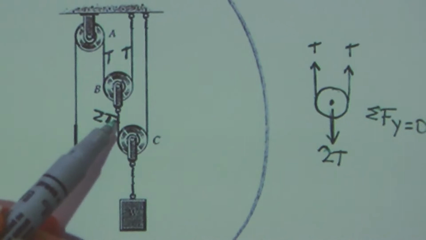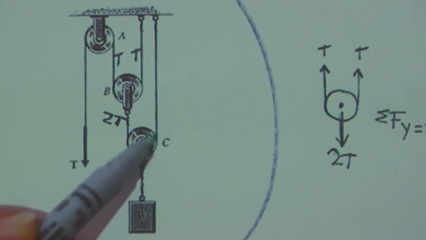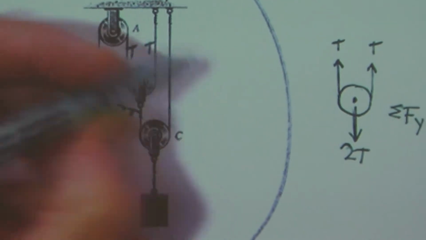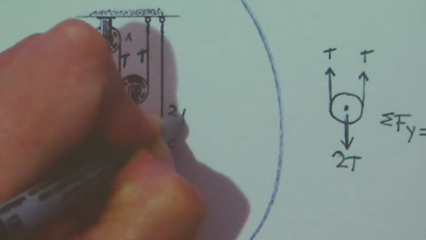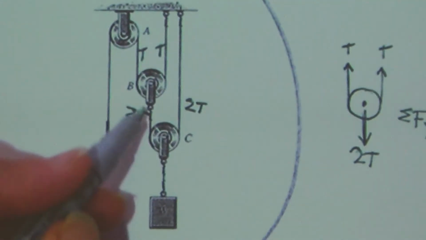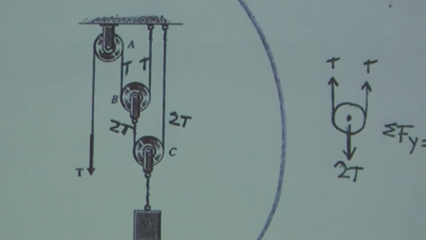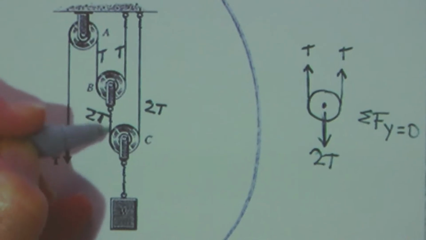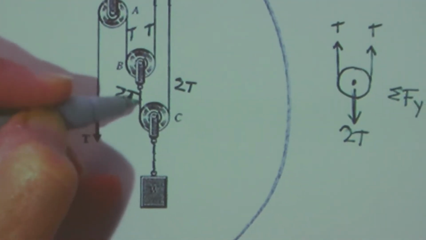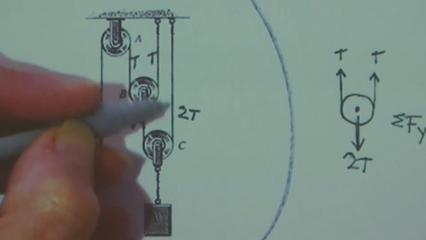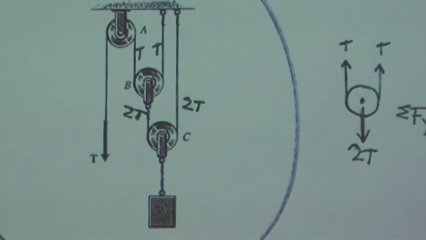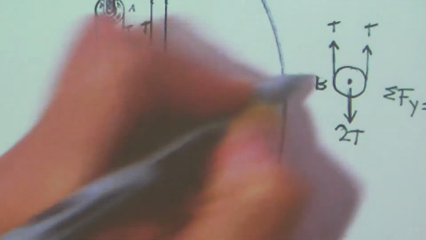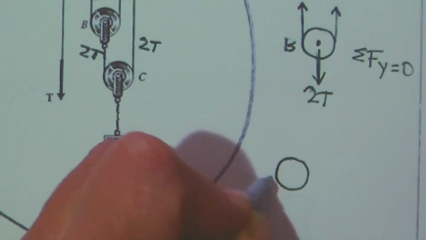So Jill, if 2T is here, what is this cable going to be? That's right, why? More, it's a continuous cable, right? If this is 2T, if the cable is experiencing double tension on this side, it's going to experience double tension on that side. And then Santiago, now I want you to draw a free body diagram of the pulley C.